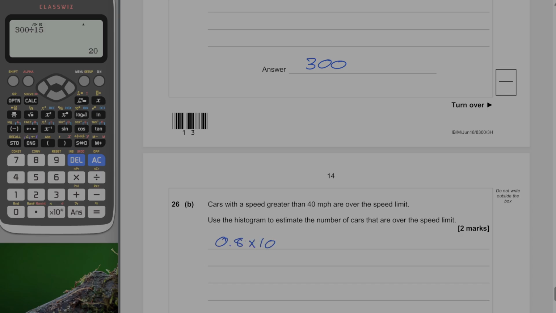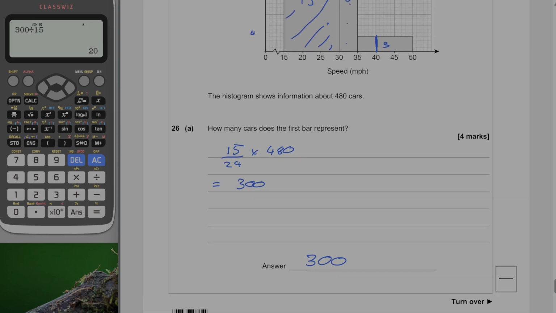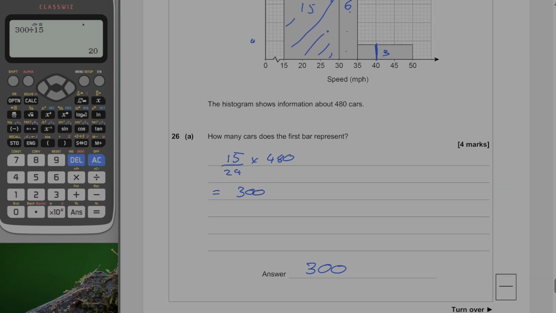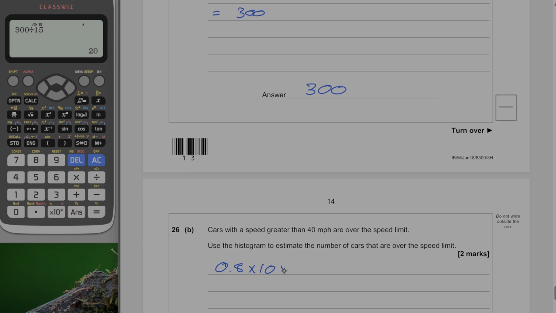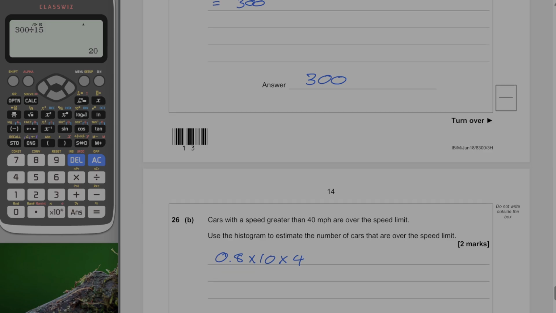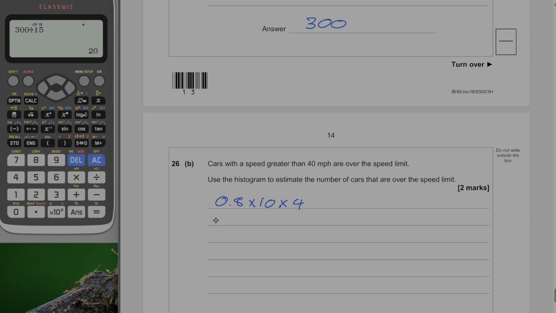And then actually we want it to be a 4 there instead of a 1. So we need to times that value by 4, and that'll give us the number of cars that have gone over 40. I think that's probably the most straightforward way of doing it. So 0.8 times by 10 times by 4 would give you 32. There are other ways that you could do it, but I think that's probably the most direct and straightforward.